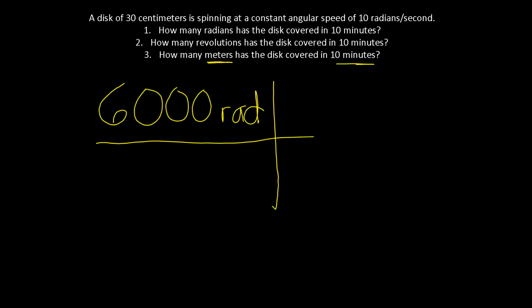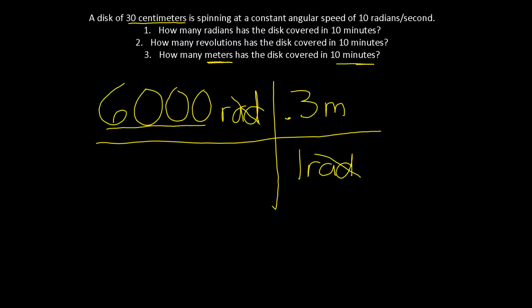And the last part of the question wants to know how many meters the disk has covered in this 10-minute period. So we are going to convert our 6,000 radians into meters, and we're going to use the conversion factor 0.3 meters over 1 radian. And we can do this because we first need to convert centimeters into meters, which is 0.3, and radians will cancel out.